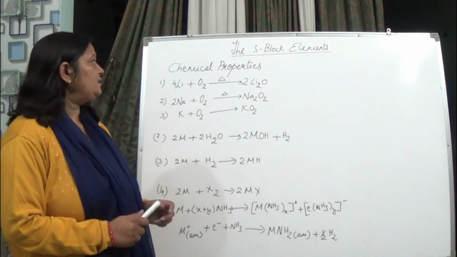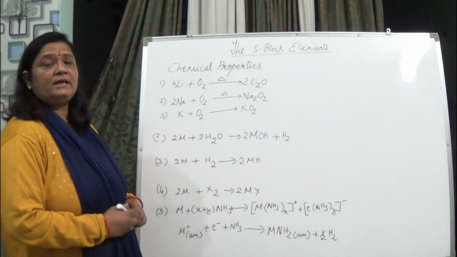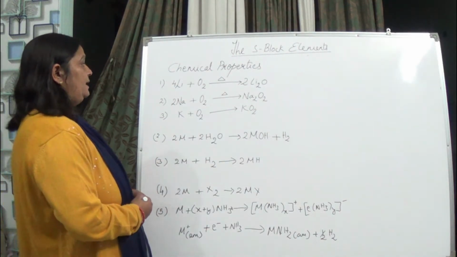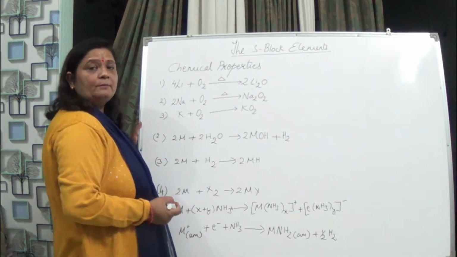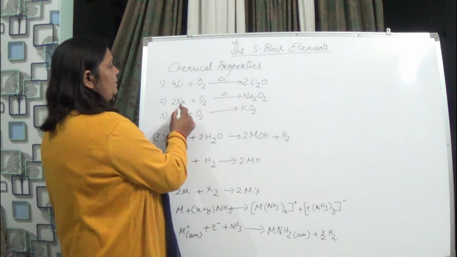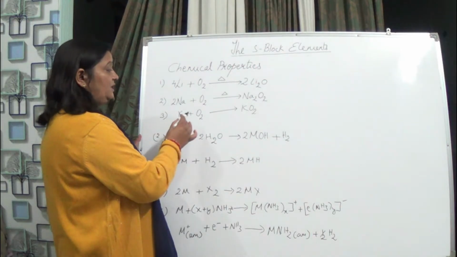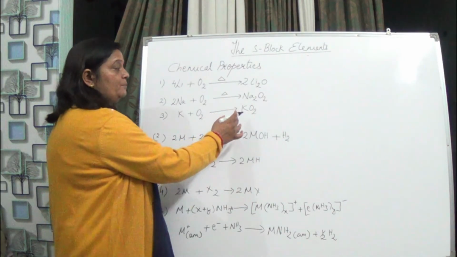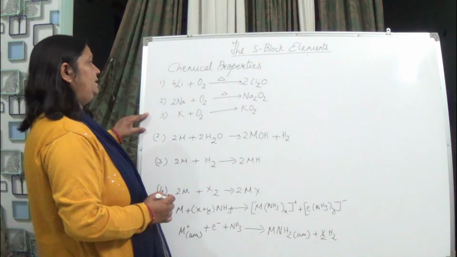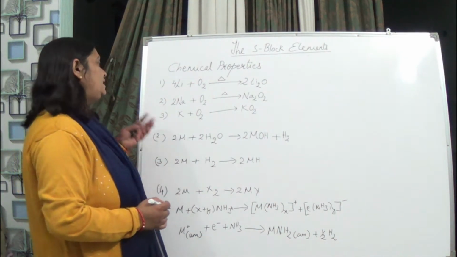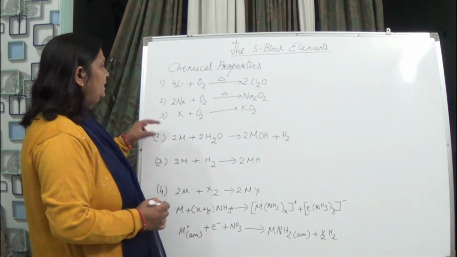Now coming to the chemical properties of these s-block elements. Okay, so first, how do they react with air? Lithium reacts with oxygen to form what? Lithium monoxide. Sodium reacts with oxygen to form sodium peroxide, and potassium reacts with oxygen to form potassium superoxide. Here we are seeing that lithium is forming monoxide, sodium is forming peroxide, potassium is forming superoxide.